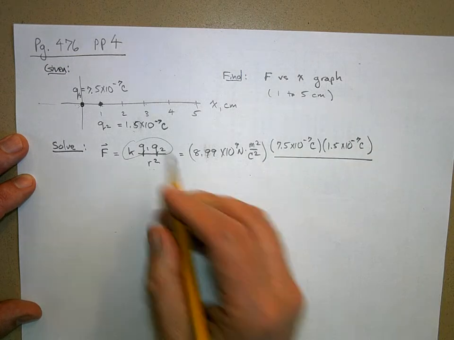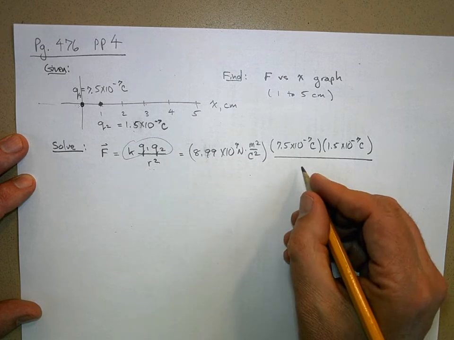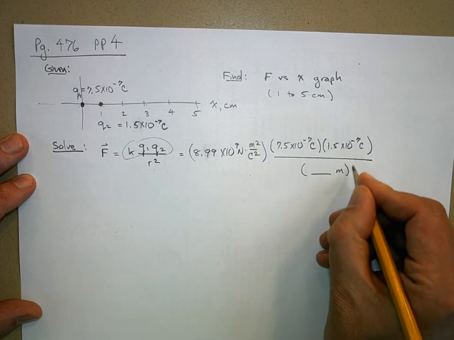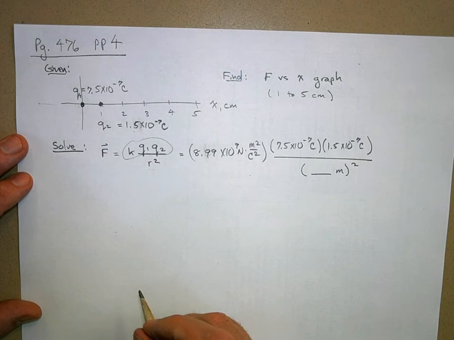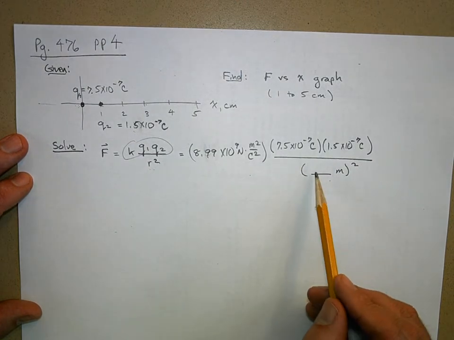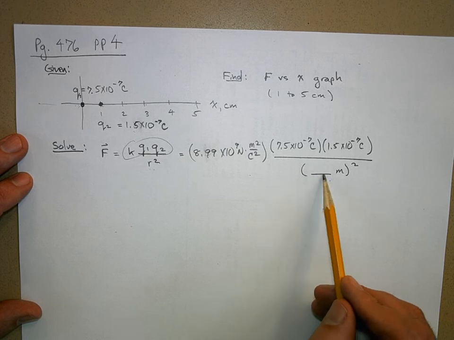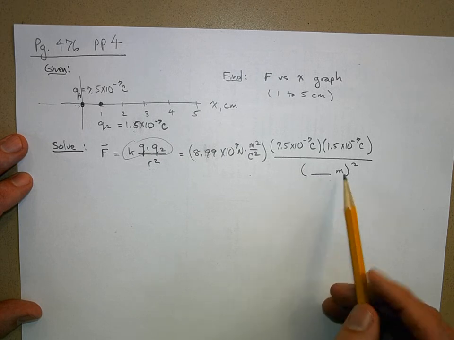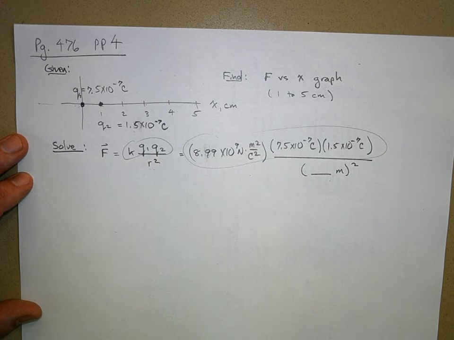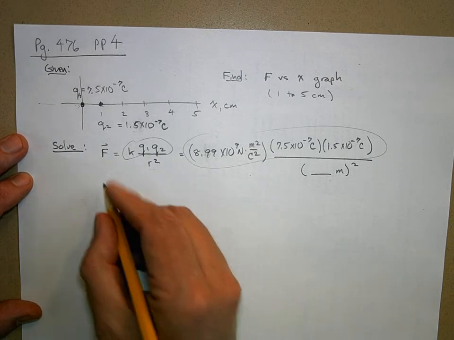And then we're going to divide this by whatever r is, and you need to make sure that it's in meters, and then you're going to square it. So we'll put 0.01, 0.02, 0.03, 0.04, and so on in there. But let's figure this out and just do it once so that we don't have to type it into our calculator over and over again.